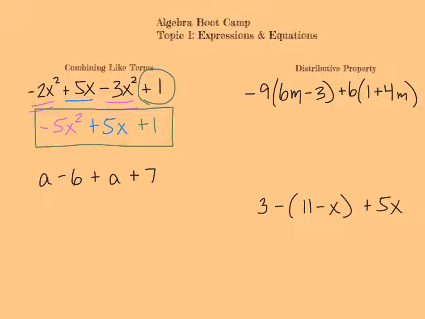In our next example, we see that we have a positive 1a here and another positive 1a here. When we combine those, we'll get 2a. Next, we see we have two constants, a negative 6 and a positive 7. When we combine those, we get a positive 1.